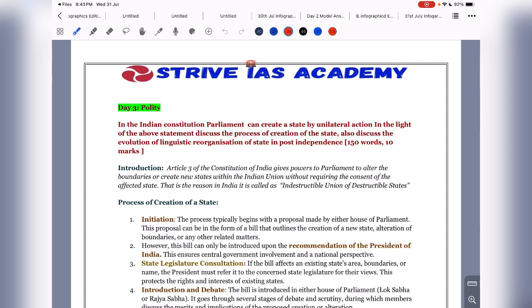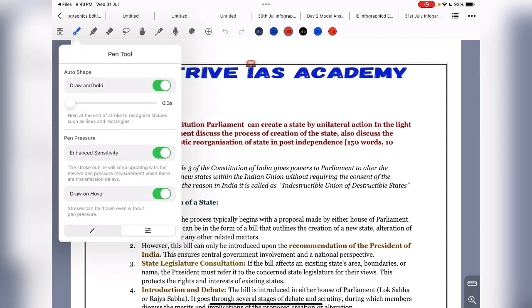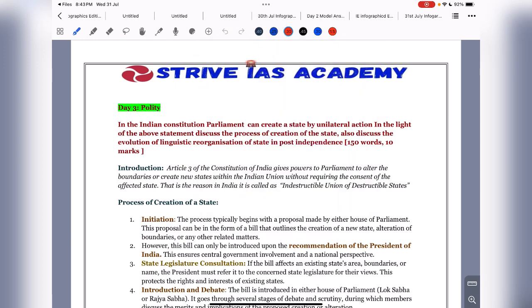Today we are going to discuss the Day 3 Polity model answer. Before discussing it, let me give a small introduction about myself.